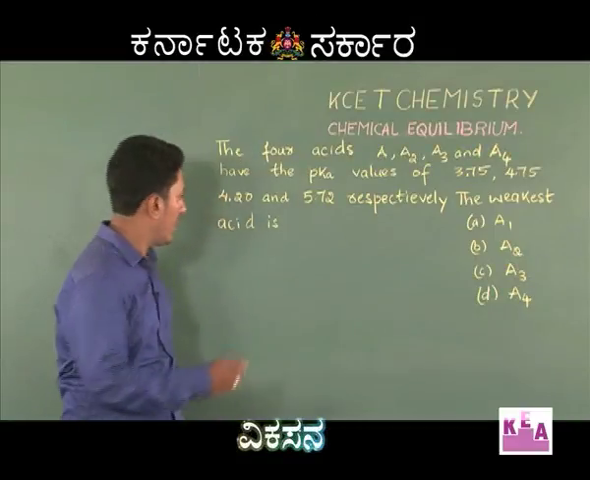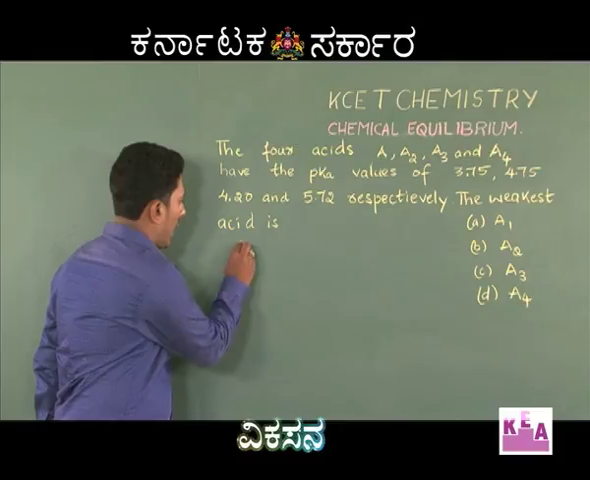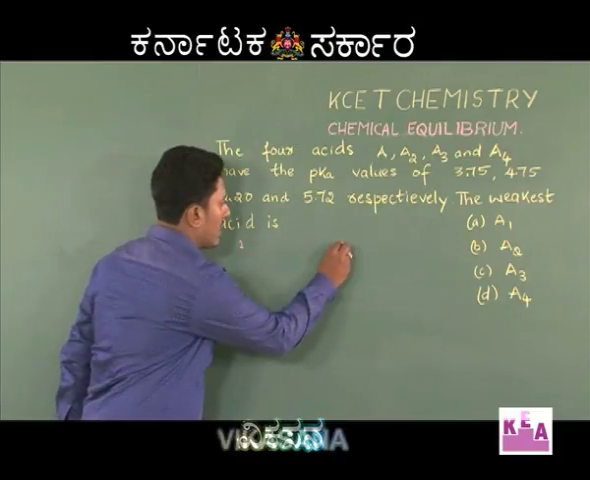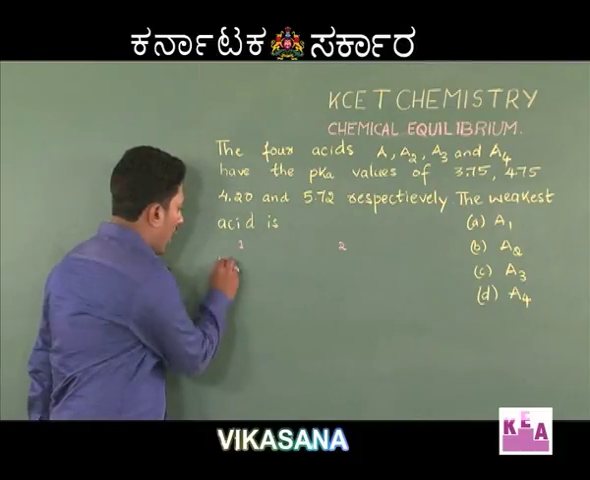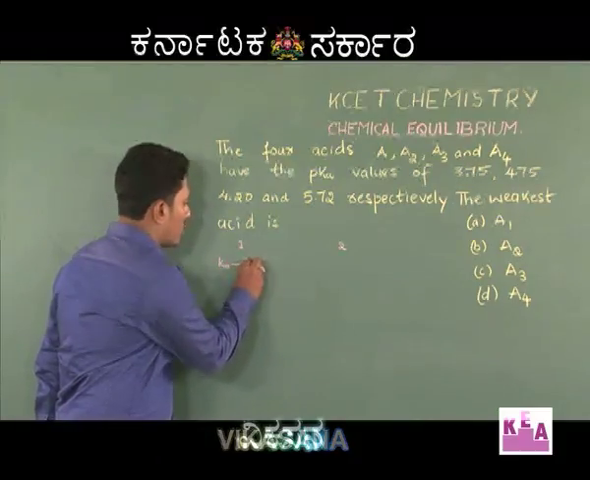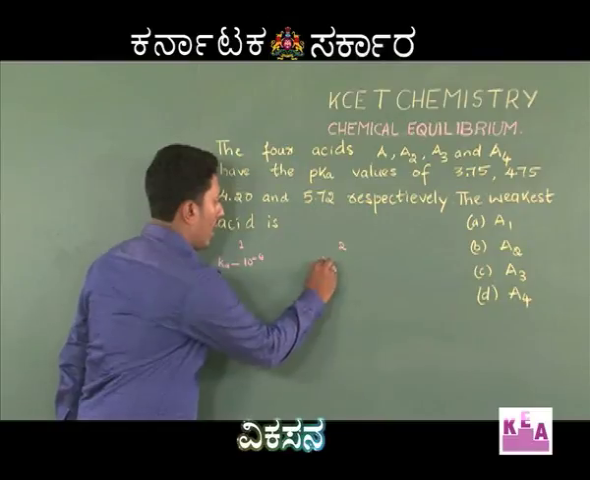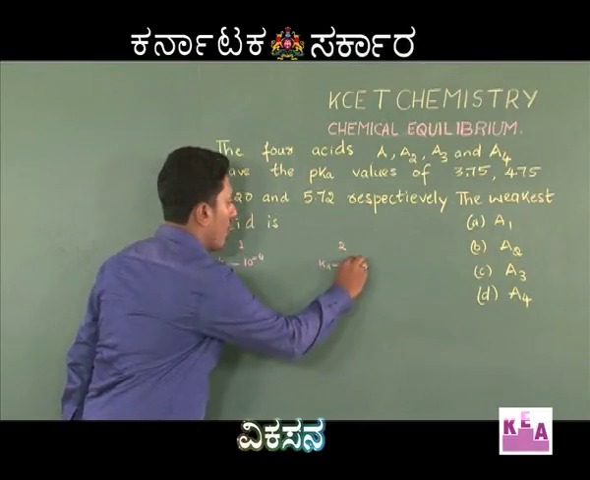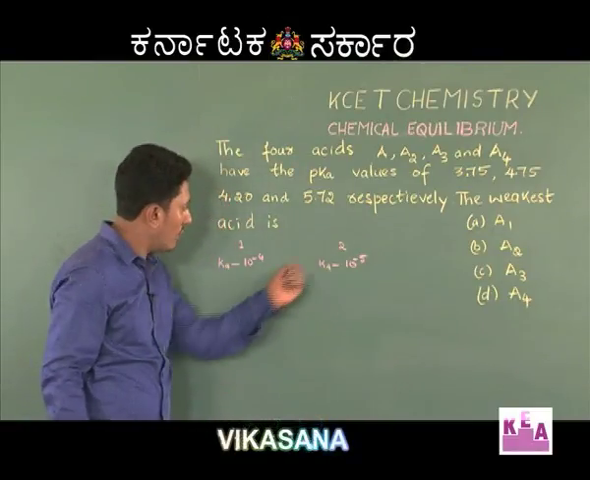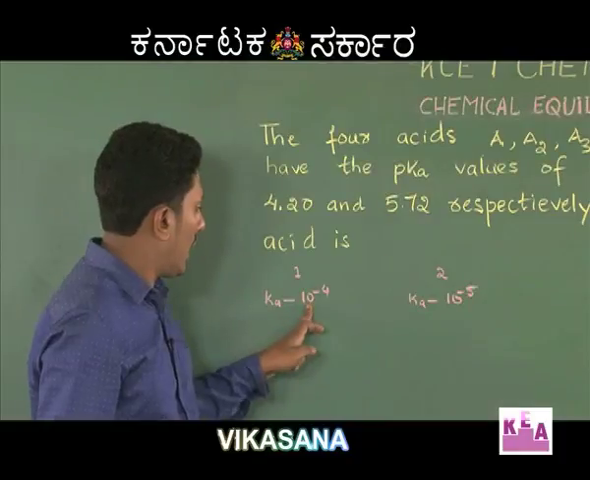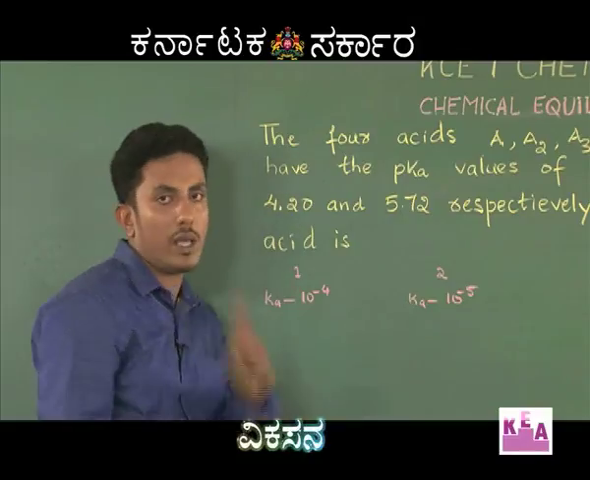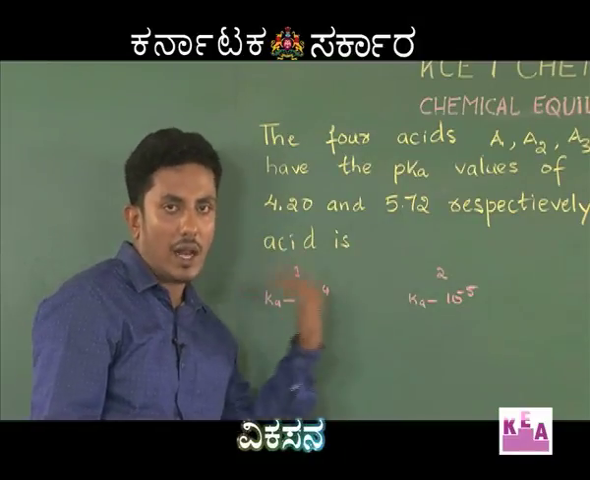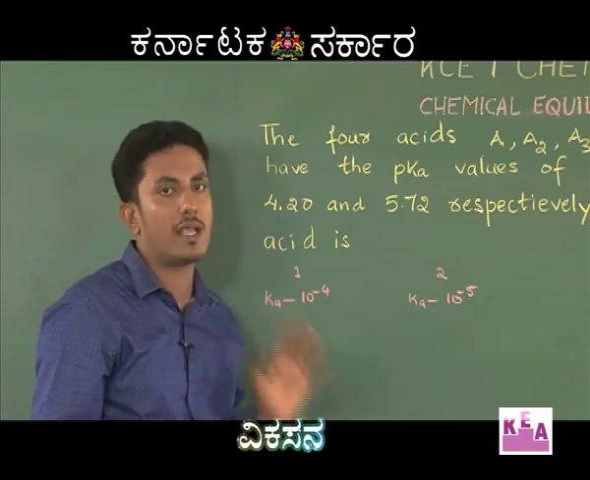For example, consider acid 1 and acid 2. Let the Ka of acid 1 be 10 raised to minus 4 and Ka of acid 2 be 10 raised to minus 5. Out of these two, 10 raised to minus 4 is the larger value, hence acid 1 is the stronger acid. That is, larger the value of Ka, stronger will be the acid.